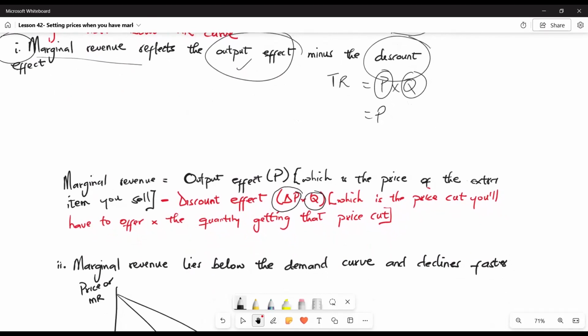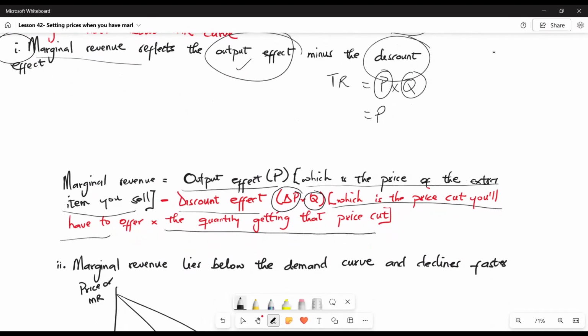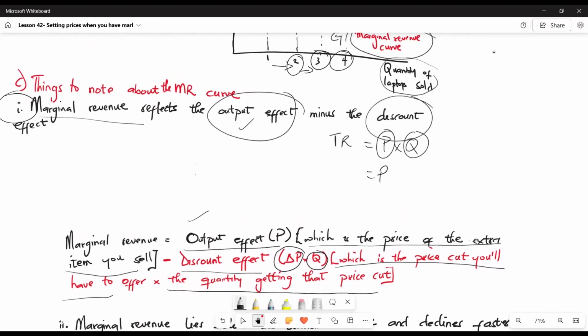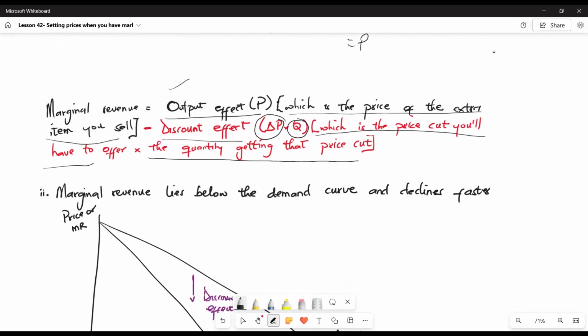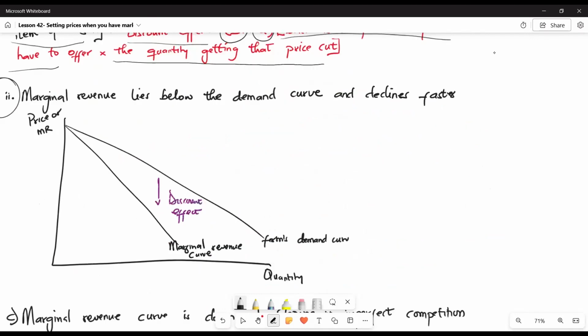So what we have said here is our output effect is simply the price of the extra item you sell. And then the discount effect is simply the price cut that you give to your consumers multiplied by the quantity that you get from selling at that price cut. So the output effect minus the discount effect is going to be reflected with our marginal revenue curve. Now we are going to build on this idea in our second point here, which is the marginal revenue curve.